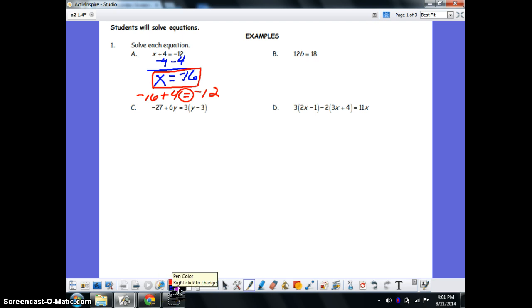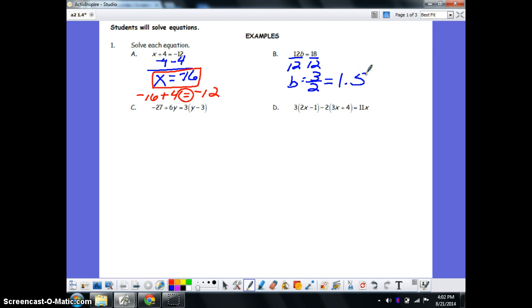In the second one, to undo the multiplication, we divide both sides by 12. And when we do that, we have b is equal to, now 18 over 12 does not come out evenly, so we will reduce that fraction. The largest number that goes into both 18 and 12 is 6. 6 goes into 18 3 times. 6 goes into 12 twice, so that reduces to 3 over 2, or using your calculator, if you actually took 18 divided by 12, you got 1.5.